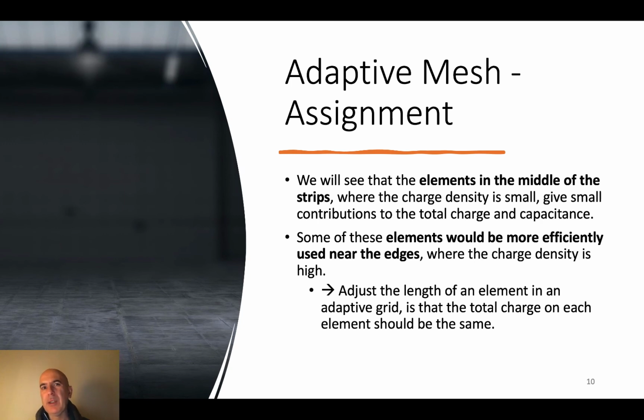And the technique that we want to use is really to have the total charge on each element be the same, right? So we will try to make a strategy where for each element the total charge is the same.